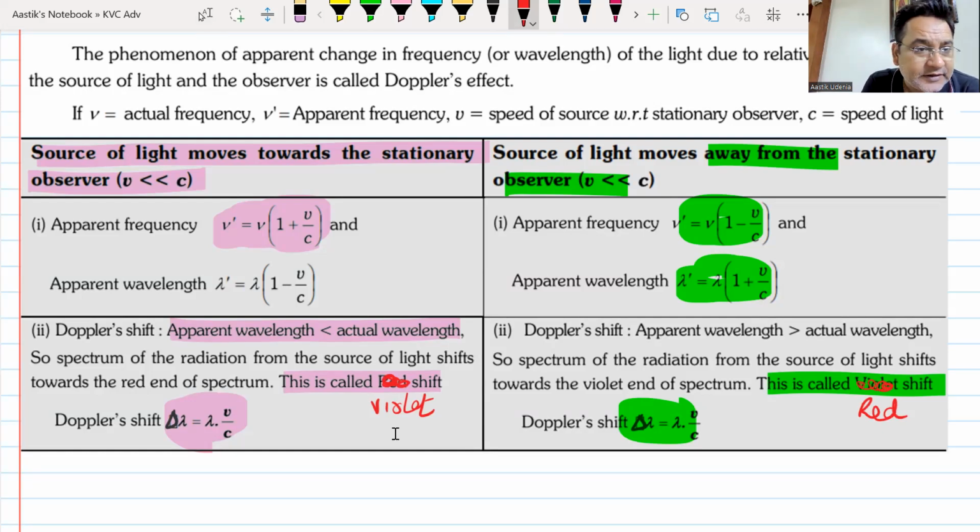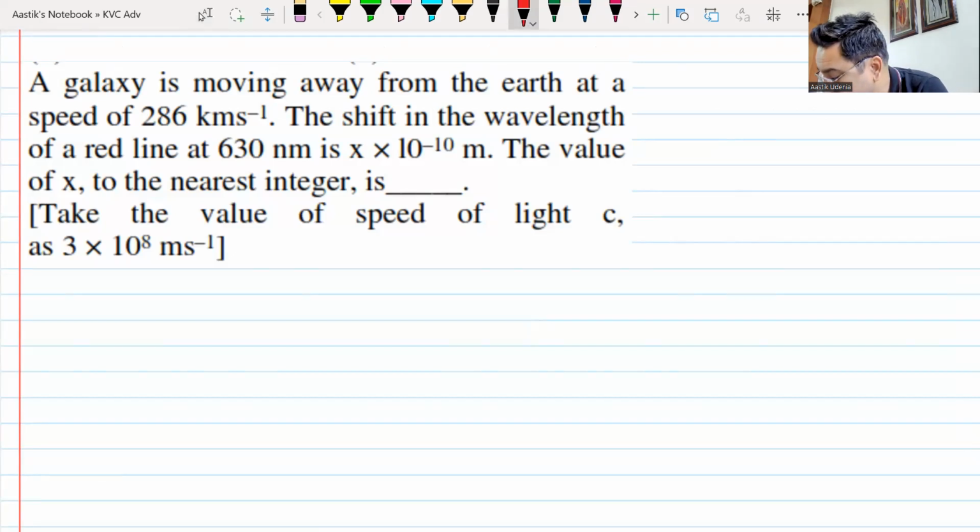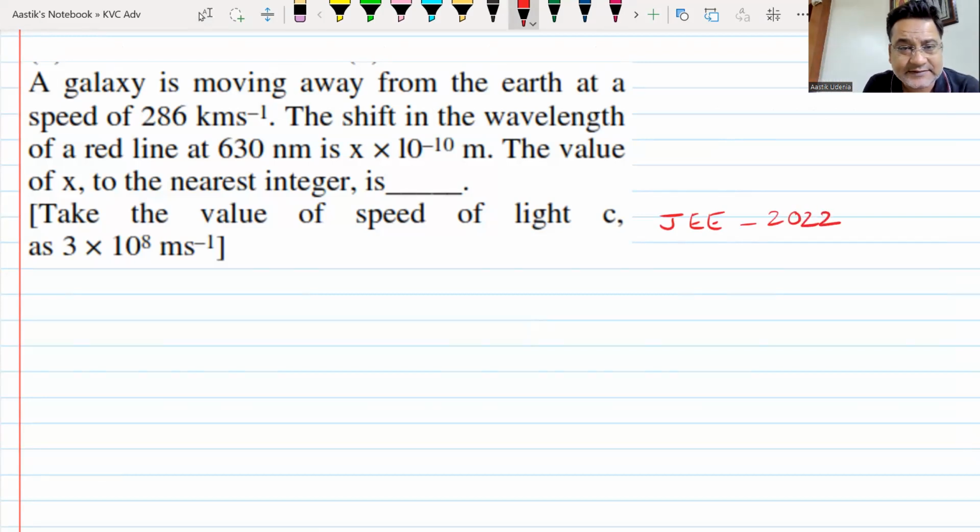And let us now move on to some questions. This is a question that was there in your JEE of 2022. Remember, questions are pretty simple if you know the concept. They are pretty simple. So without saying anything, I will present you this question and I'll give you 2 minutes to solve this.